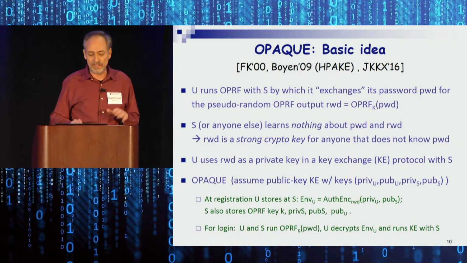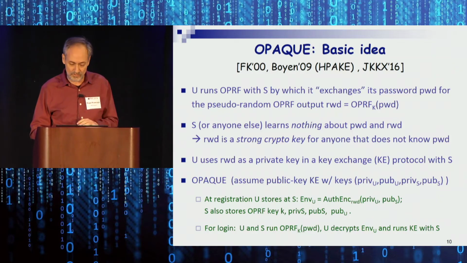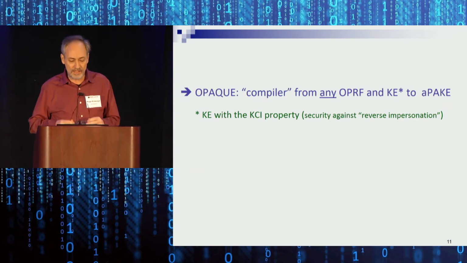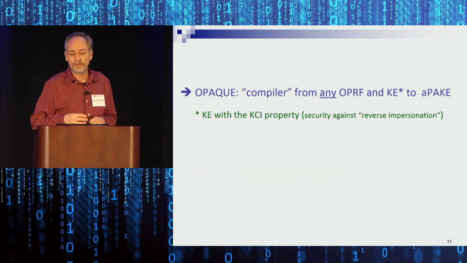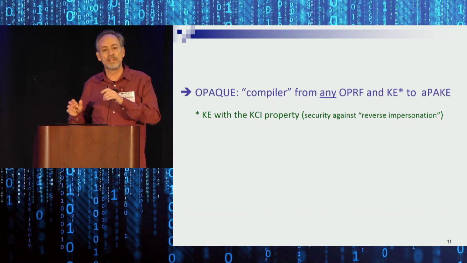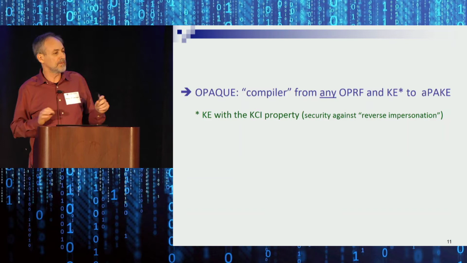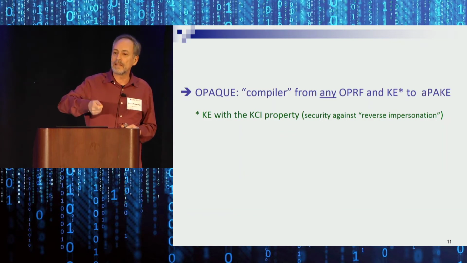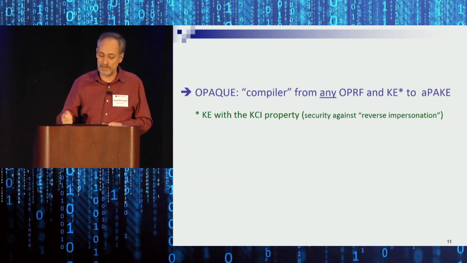Now it's about details, and the devil is in the details, and definitely there are details here that can change this from secure to insecure. But this is the idea. So basically, you can think of OPAQUE as a compiler from any oblivious PRF and key exchange to an aPAKE. When I say any key exchange, actually it is key exchange with the KCI property that was mentioned in previous talks. I don't want to get into the details, but essentially it's the property that ensures that if you break into the server, you will be able to impersonate the server to the client, to the user, but not vice versa.